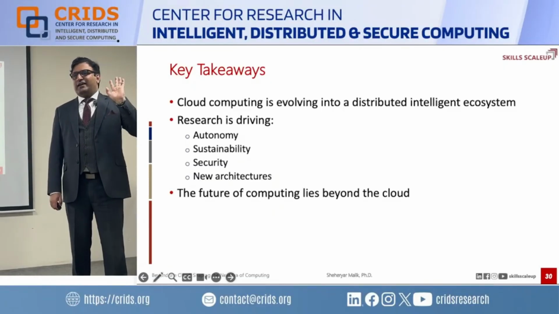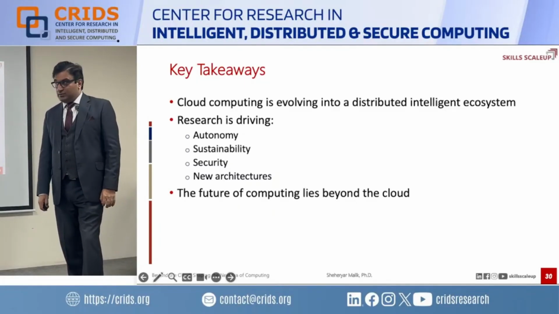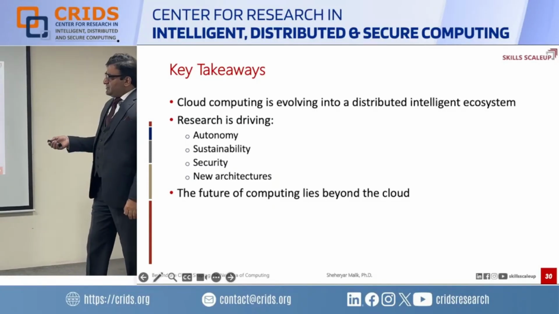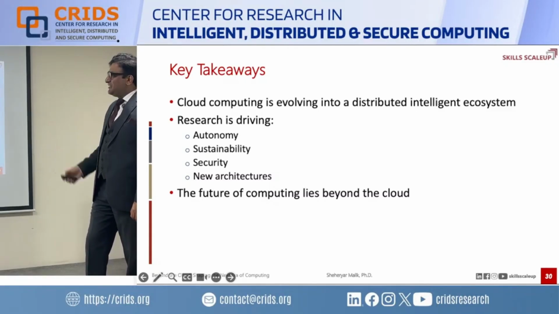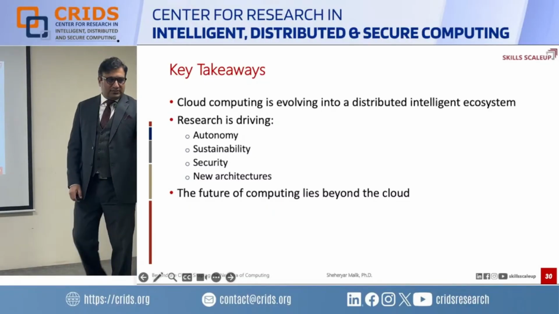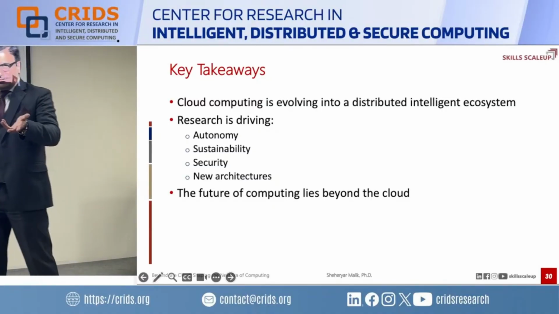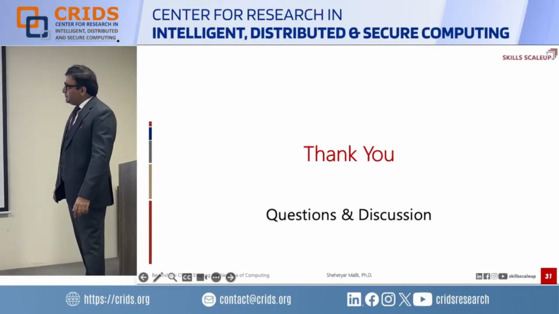You have Google AI and machine learning; a lot of their services now being used are AI and machine learning services. Same for Amazon, IBM, and Microsoft. So your research is driving towards autonomy, sustainability, security, and newer architecture. We talk more about autonomy, security, new architecture. The future of computing lies beyond only this traditional cloud. That's why I always say advanced computing. Now it's an amalgamation of all these things: IoT, edge, quantum, cloud, everything.